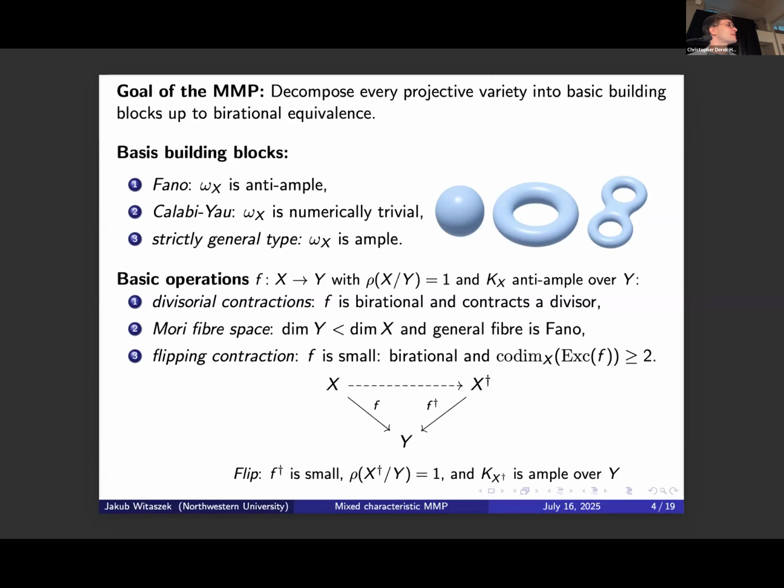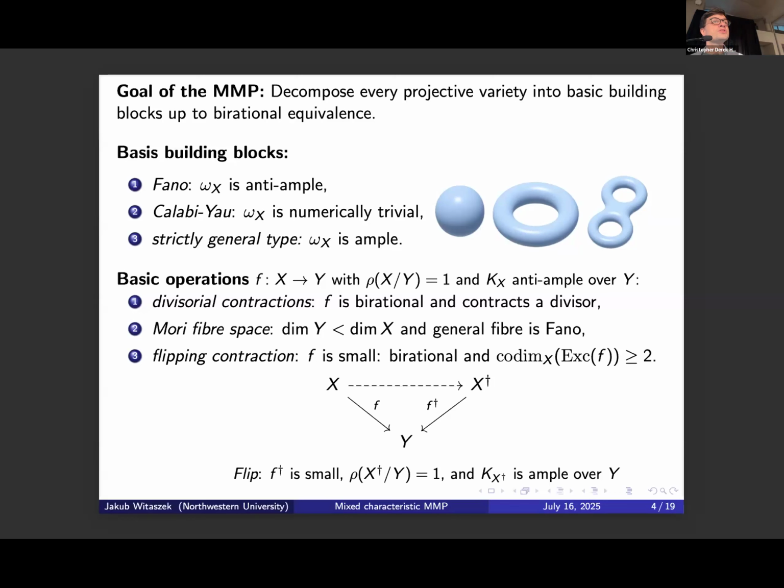Now, because flipping contractions introduce pretty bad singularities, we always follow a flipping contraction by a flip. So what is a flip? Well, a flip is a rational map going from x to x dagger. Please look at the diagram here.